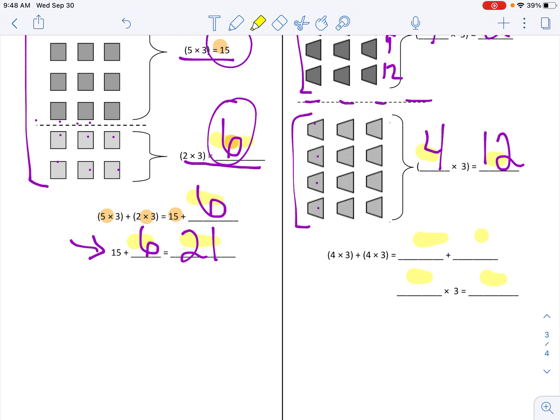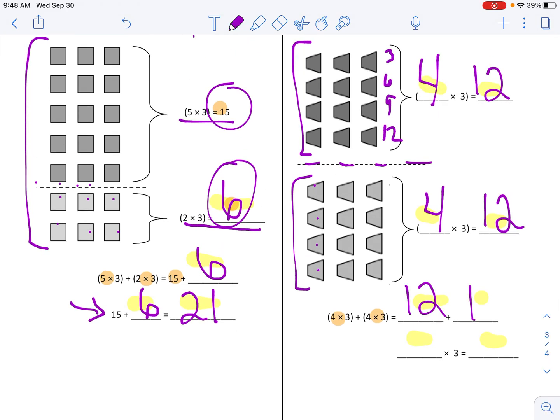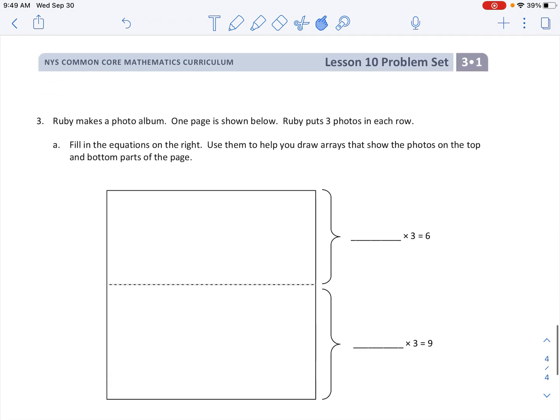So down here now it's just asking us to put it into numbers. 4 times 3 plus 4 times 3 is the same thing as 12 plus 12. This bottom part is asking for the whole array. Well, all together I have 8 rows of 3. I have 8 times 3, and 12 plus 12 is 24. They just took out this addition step over there. Now zoom back up to the top and add your 24. So my whole number sentence says 8 times 3 equals 4 times 3 plus 4 times 3, which equals 24.